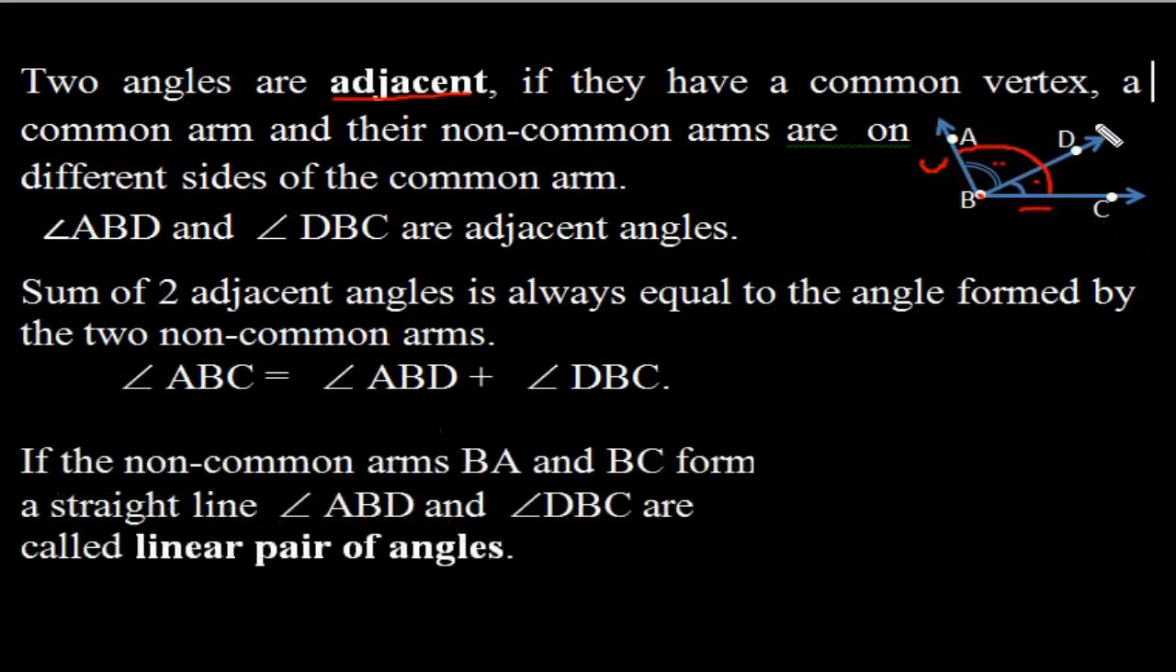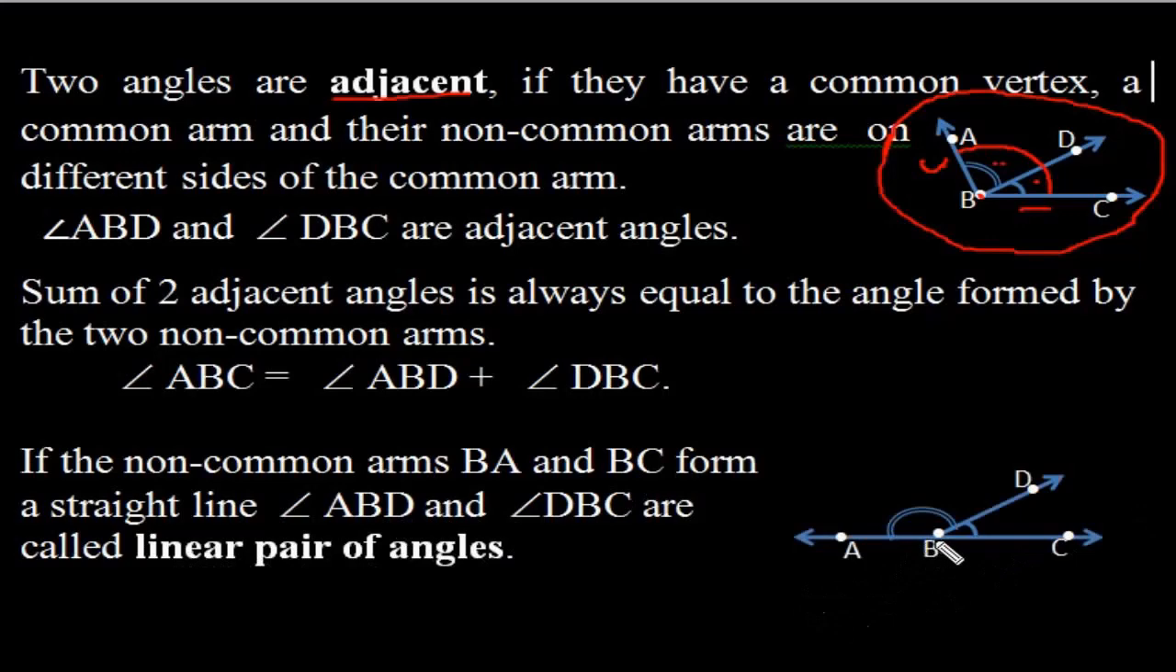Next one, if the non-common arms BA and BC form a straight line, that is, this BA and BC form a straight line. In this diagram, AB and BC are not a straight line. They are two different straight lines. It should be a single straight line. If it is so, then we call it as linear pair of angles. That is, the diagram should be like this. Now BA and BC is a single straight line. Now if I add these two adjacent angles, we call that as linear pair of angles.